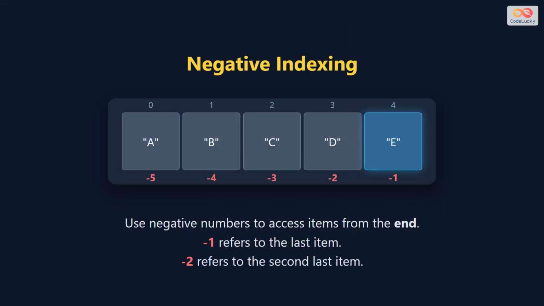Python also supports negative indexing, which lets you access items from the end of the list. Index -1 refers to the last item, -2 refers to the second to last item, and so forth. This is very handy when you don't know the list's length.